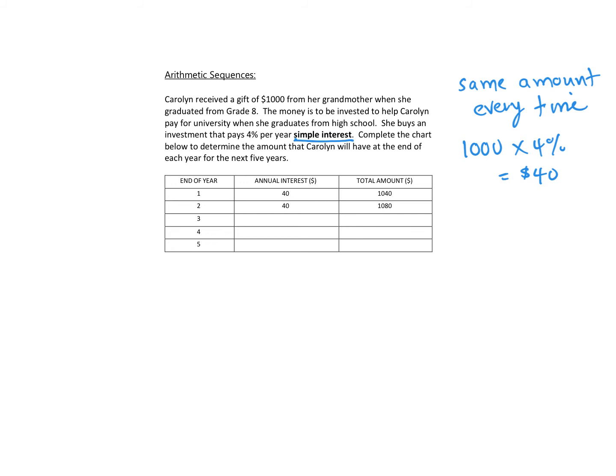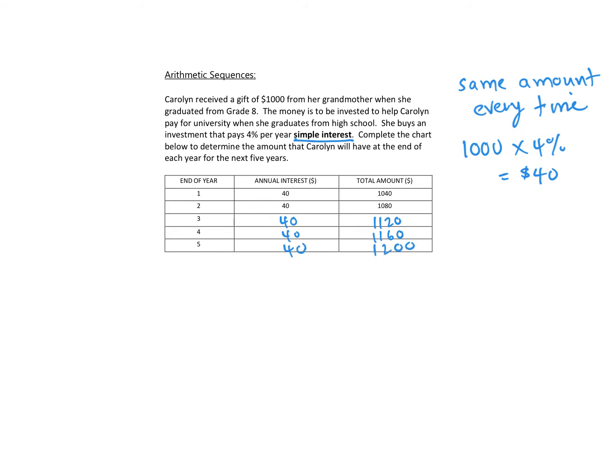So after the first year she's got $1,040. Second year she gets another $40, so $1,080. The third year she gets another $40, so that would be $1,120. Then she gets another $40, and then she gets another $40. So every year she's getting $40.